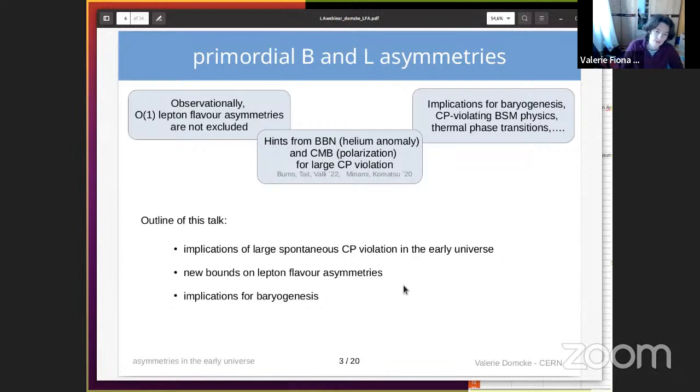And then in the second part of the talk, I'll put them together, and I'll show you how from that we get new bounds on the lepton flavor asymmetries, which will mean that what I said beforehand, that we can have these large order 1 asymmetries, will turn out to be not true, because with just standard model physics, we can put a new bound. And I'll also briefly touch upon implications for baryogenesis.